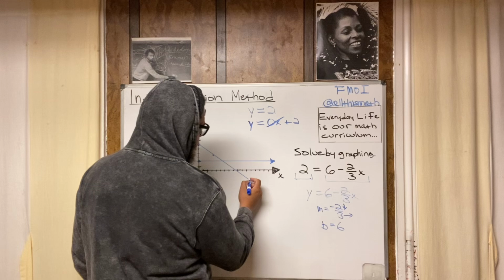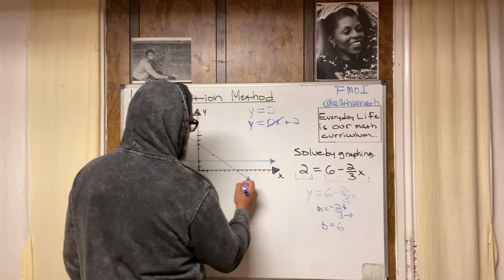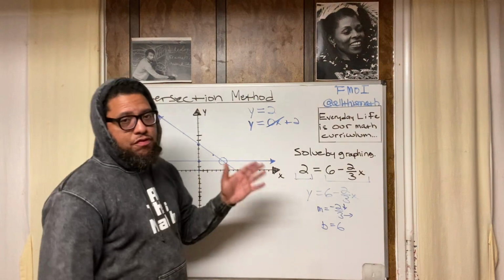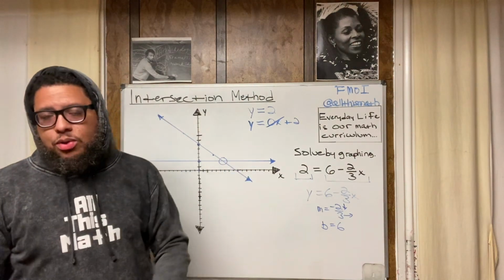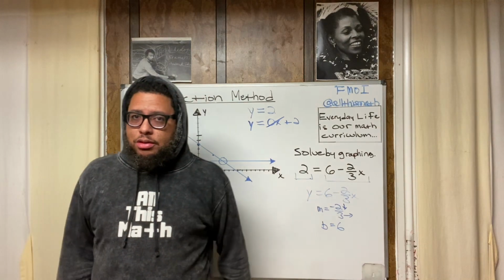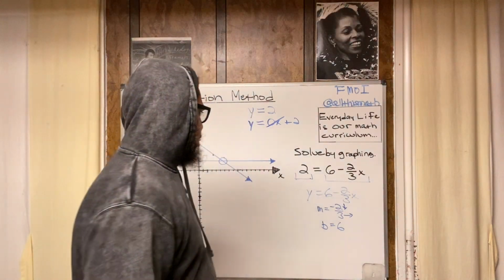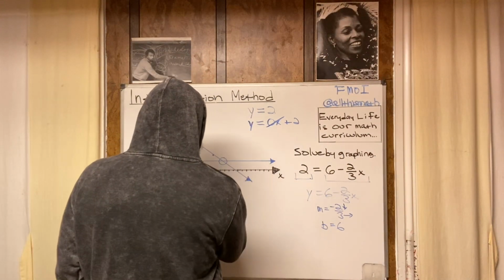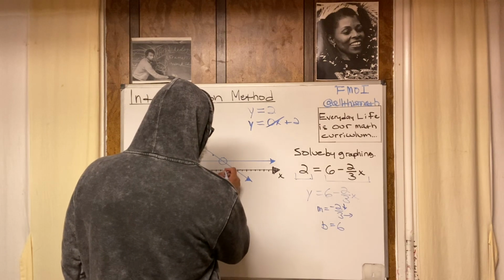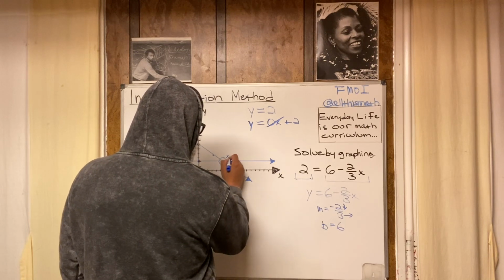Now, just like we're solving a system by graphing, what you're looking for is the intersection point. This right here. But we're looking for the x value of the intersection point, not the y value. We don't care about the y value. All I want to know is the x value of the intersection point. So the x value is going to be 1, 2, 3, 4, 5, 6. Yeah, 6. So that means x equals 6.